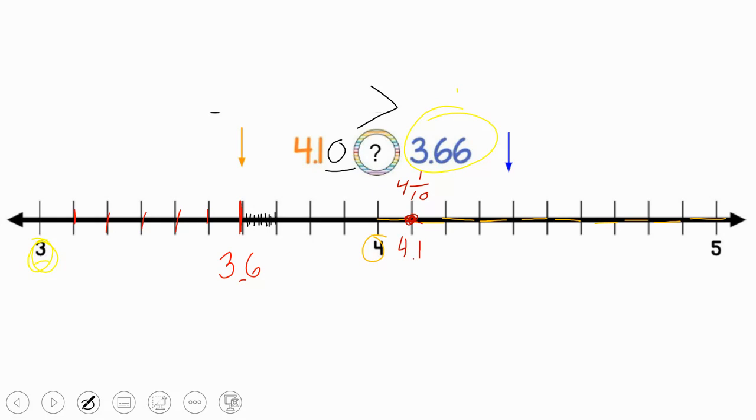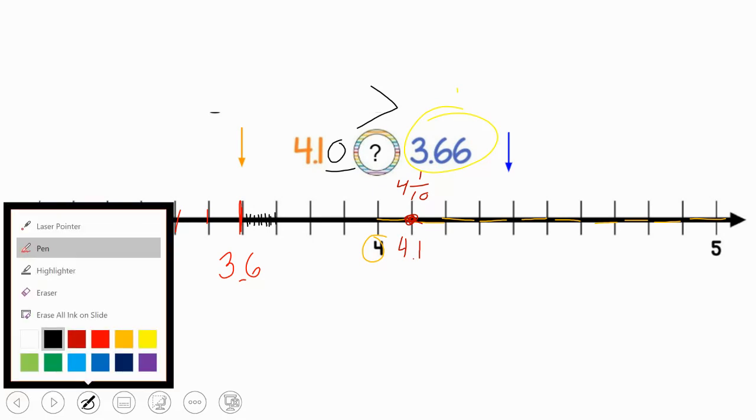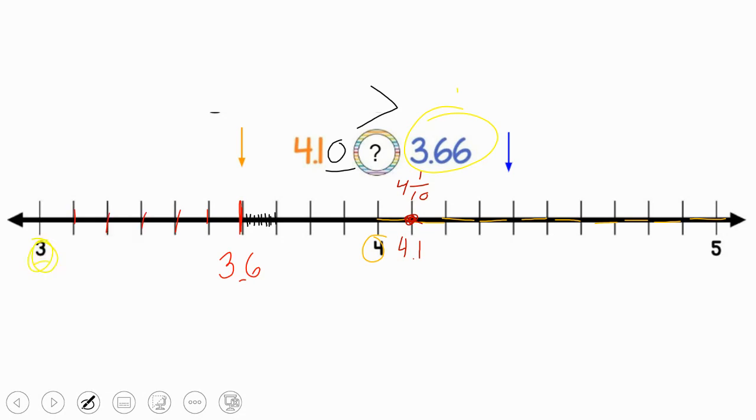It's really drawn poorly, but it's hard to do on a computer. So 66 would be somewhere in there. 61, 62, 63, 64, 65, 66. Right about there would be my 3 and 66 hundredths. And as a decimal, 3.66, or as a fraction, 3 and 66/100.